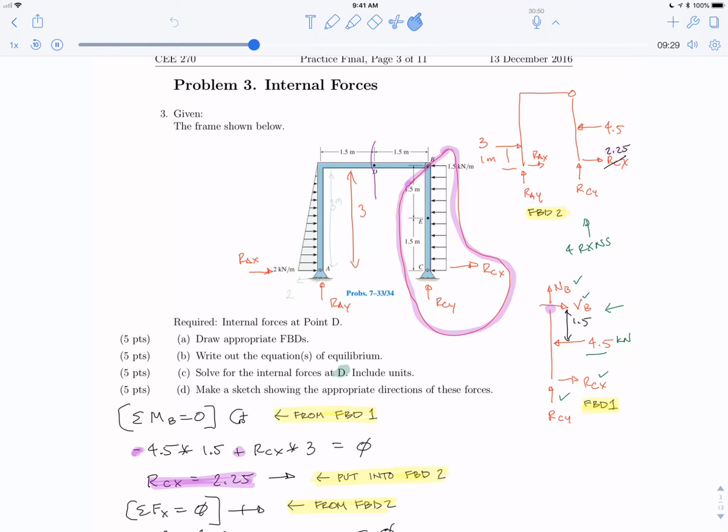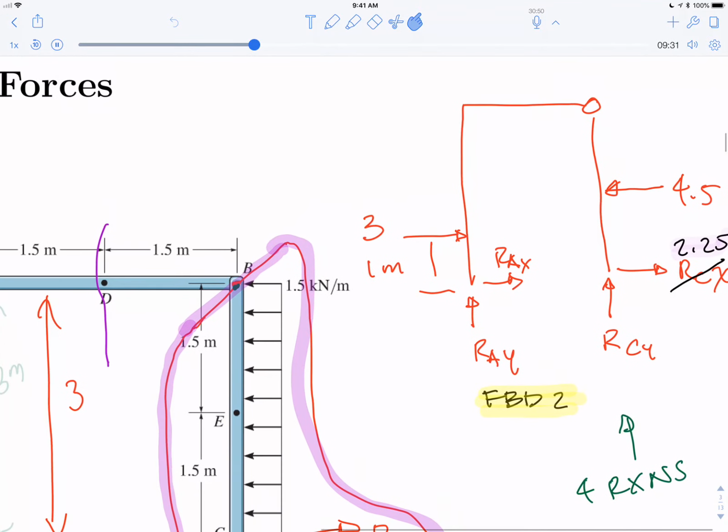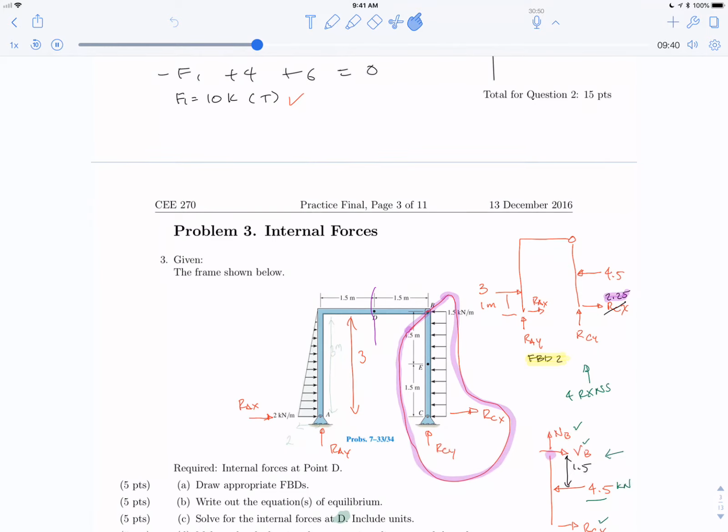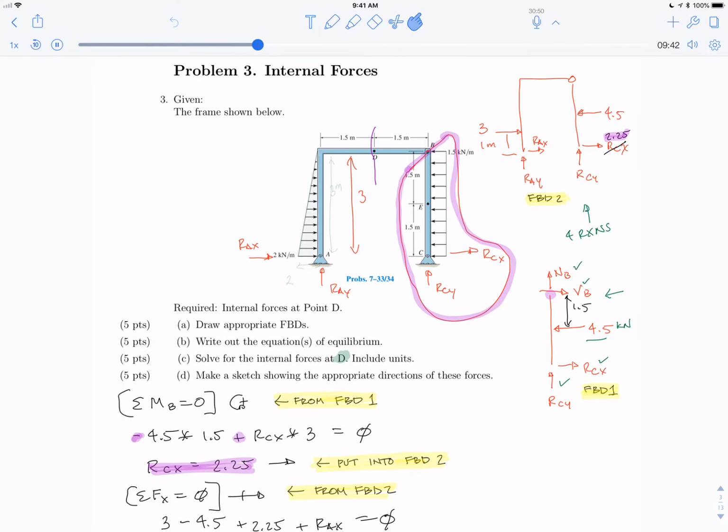And then what I did in class was I took that number and I put it into the original free body diagram. Now, if you look at the overall free body diagram, there are only three unknowns: RAX, RAY, and RCY, because we know that RCX is now 2.25 kilonewtons.